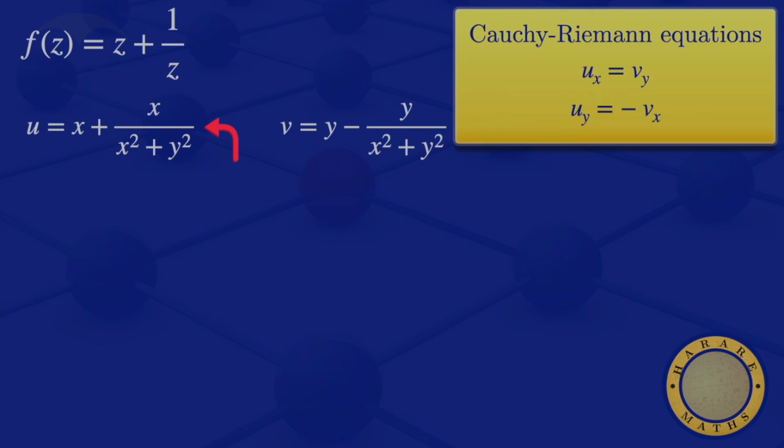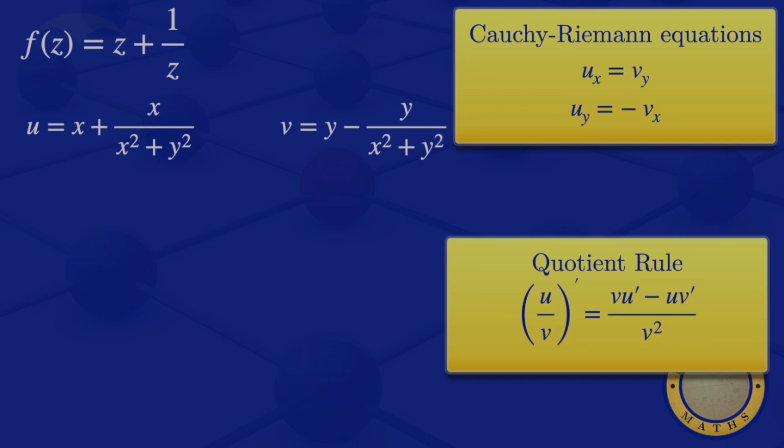So we have to take the partial derivative of this u with respect to x. But what you see is we have a quotient here. And when we have a quotient, you should know that we use the quotient rule to differentiate. So the derivative of this x here is just 1. Then for the derivative of this quotient, we use the quotient rule, which is here.